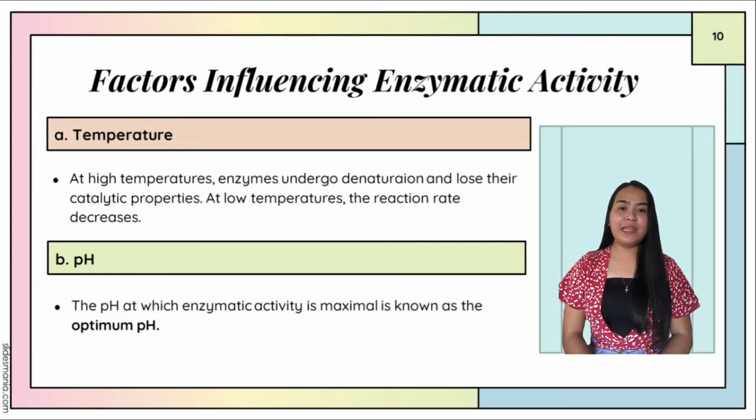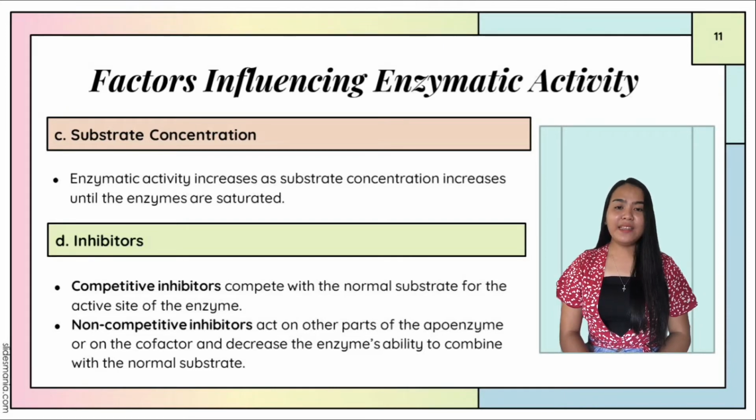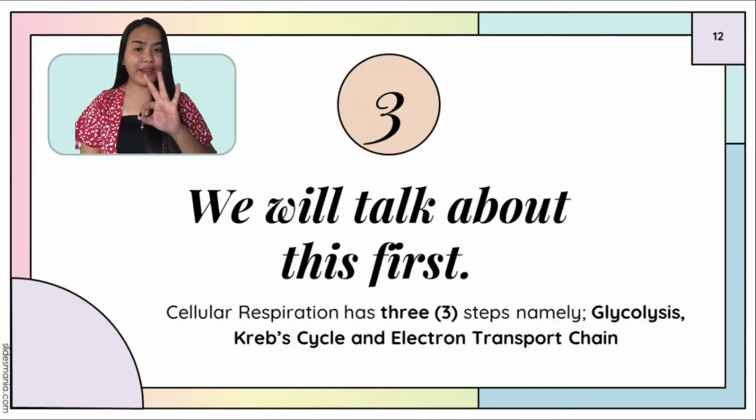Second is the pH. The pH at which enzymatic activity is maximal is known as the optimum pH. Third is the substrate concentration. Enzymatic activity increases as substrate concentration increases until the enzymes are saturated. And lastly, the inhibitors. Competitive inhibitors compete with the normal substrate for the active site of the enzyme. Non-competitive inhibitors act on other parts of the apoenzyme or on the cofactor and decrease the enzyme's ability to combine with the normal substrate. Cellular respiration has 3 steps, namely glycolysis, Krebs cycle, and electron transport chain.